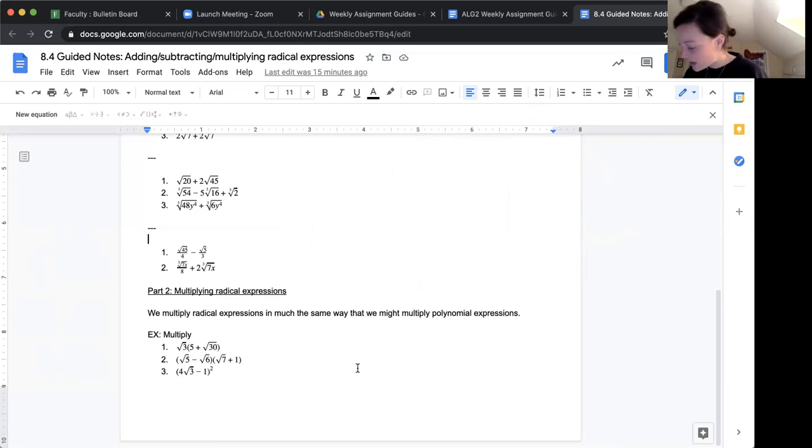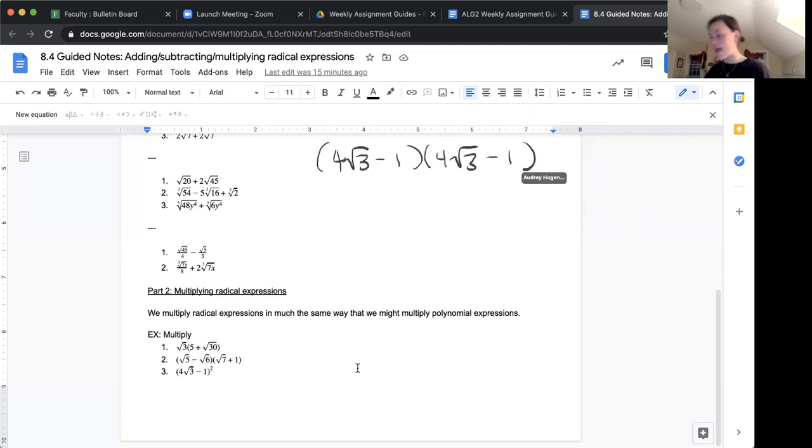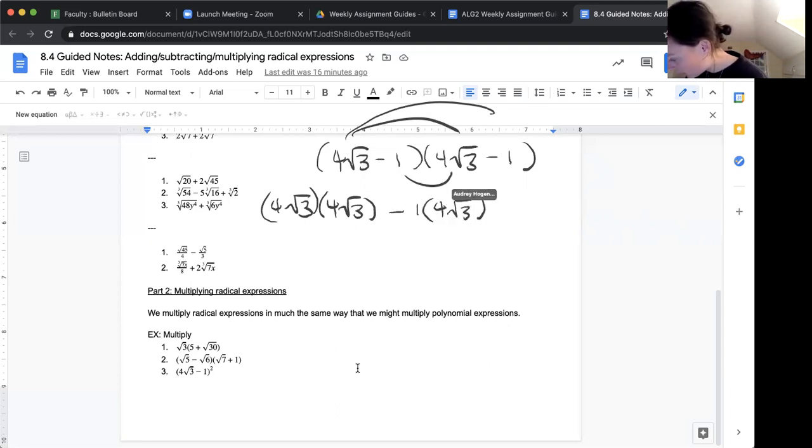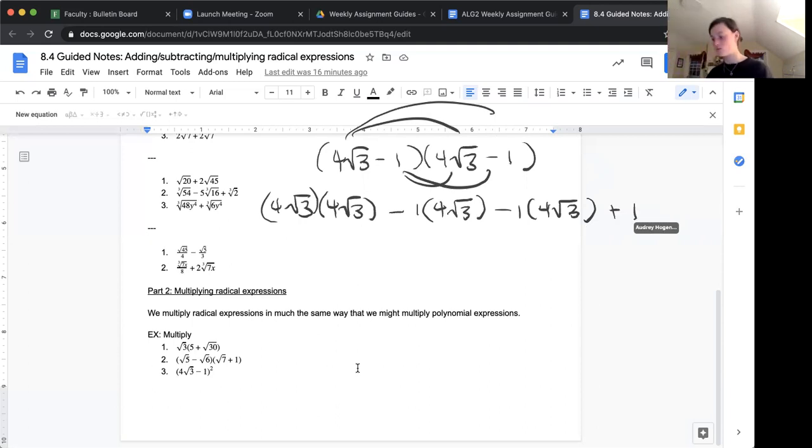And then last but not least, we have 4 square root of 3 minus 1 quantity squared. So we are going to actually rewrite that as 4 square root of 3 minus 1 times 4 square root of 3 minus 1. And we can see we have a binomial times a binomial, which we want to now FOIL out. So 4 square root of 3 times 4 square root of 3 is first, outside minus 1 times 4 square root of 3, inside minus 1 times 4 square root of 3, last minus negative 1 times negative 1, which would just be plus 1.